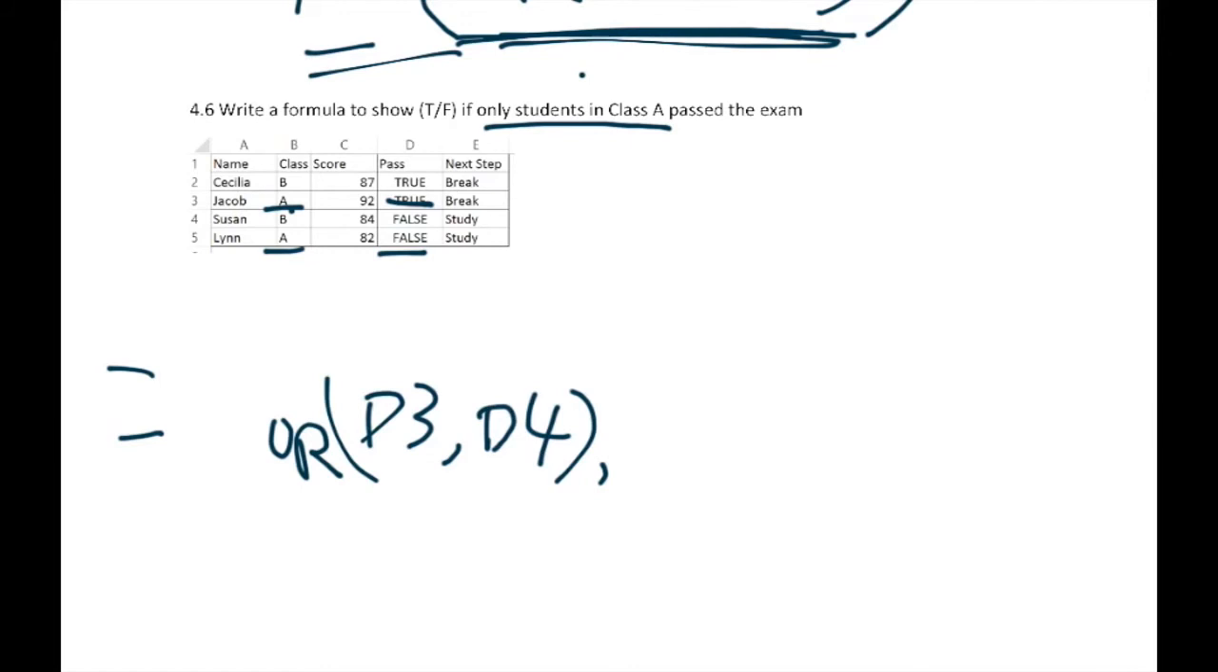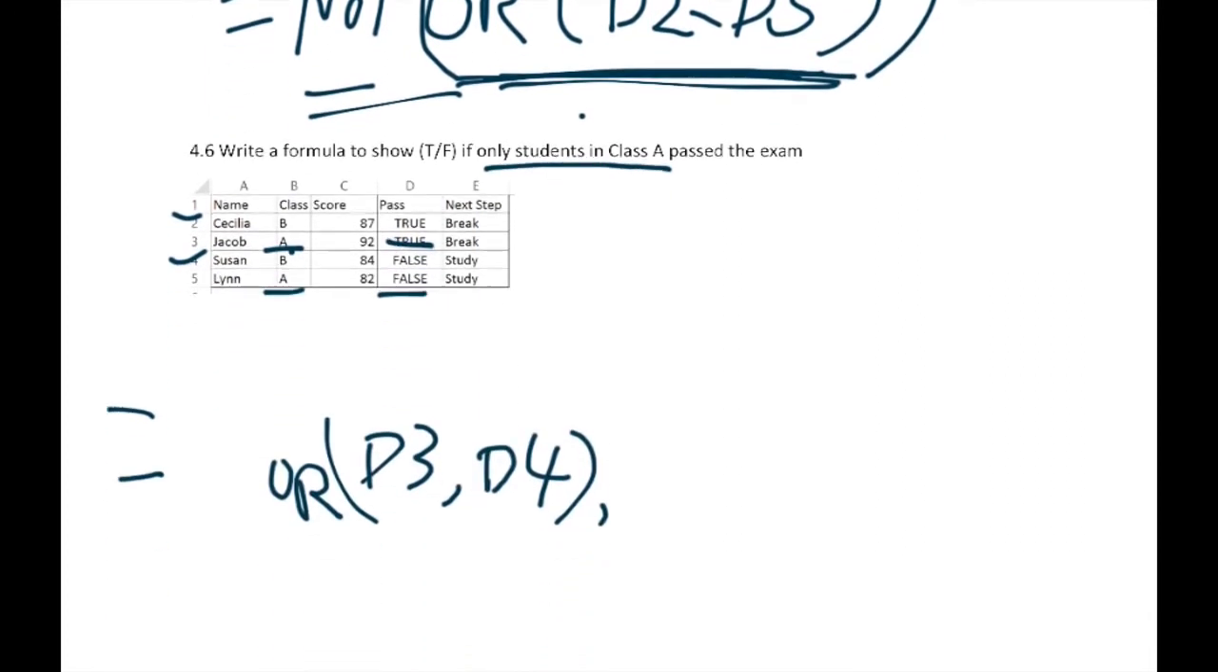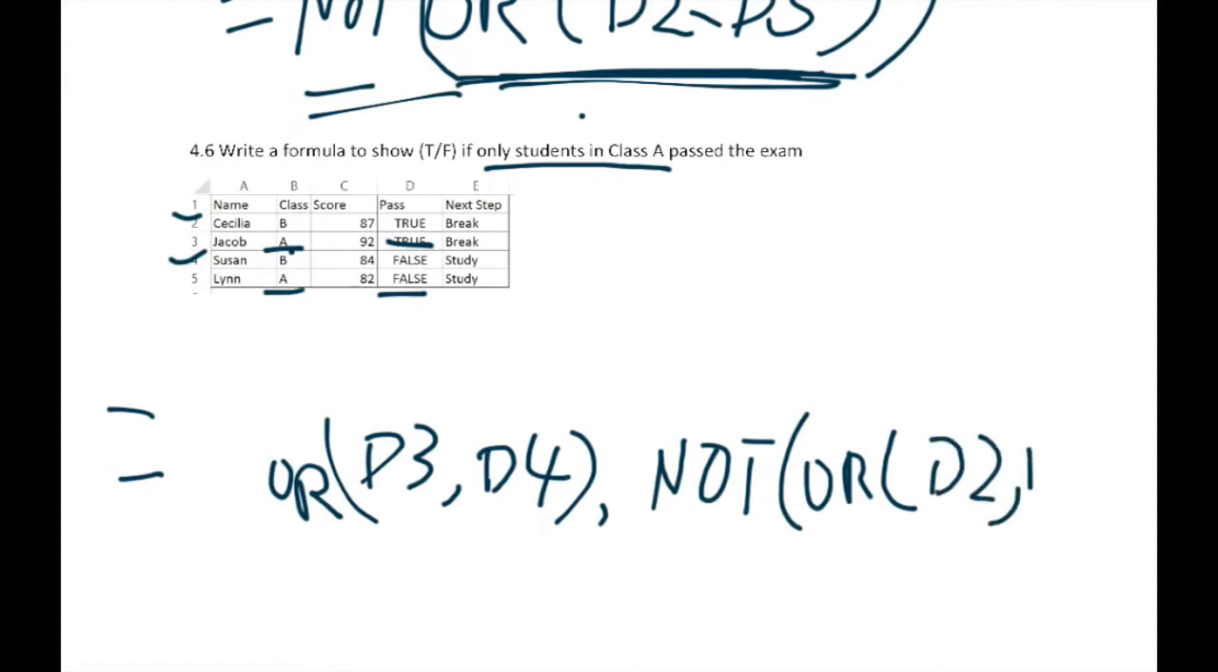Another thing is only students, which means students in other classes, in class B, which is Cecilia and Susan, should not pass the exam. So both of them should not. That will be the same as the previous one: none of the students in class B pass the exam. So we would use NOT on any of them, which is D2 and D5.